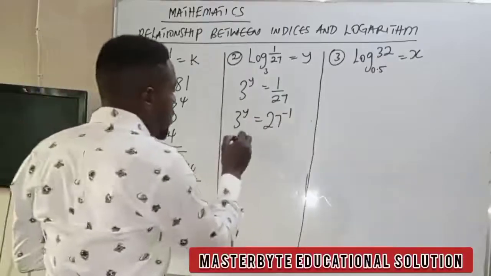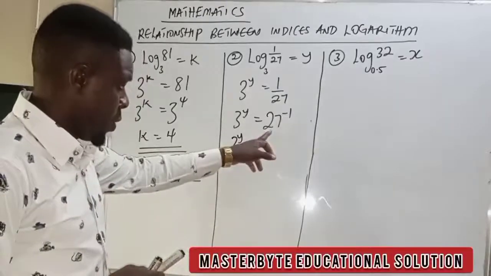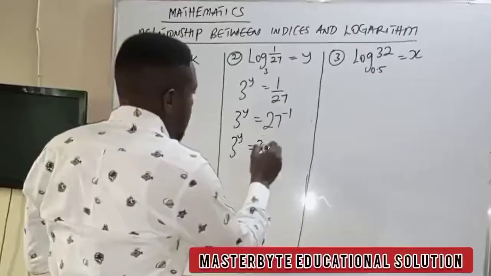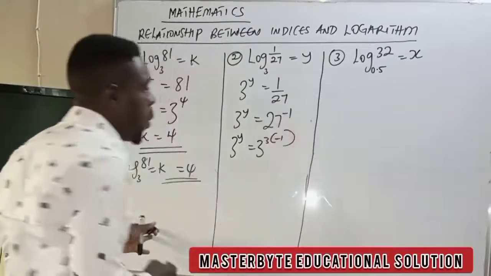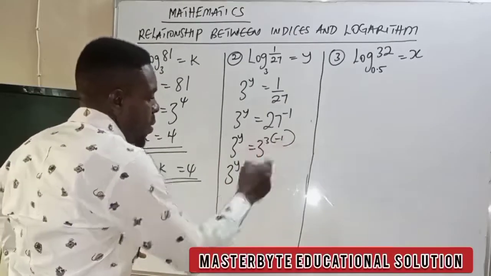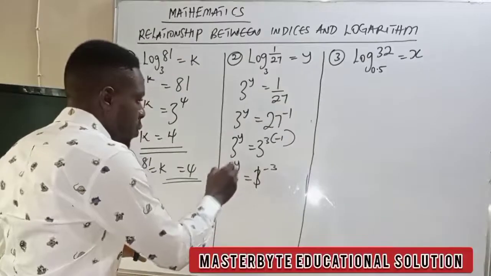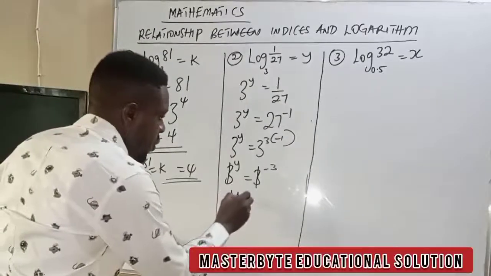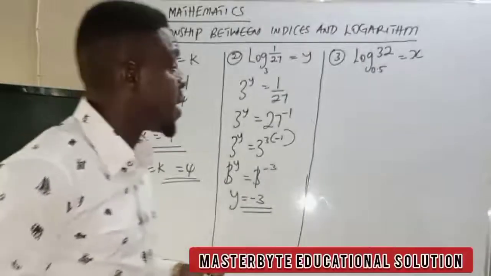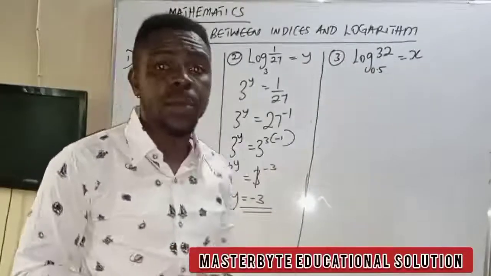Now we are having 3 raised to power y is equal to 27 raised to power minus 1. How many times are you going to raise 3 to give you 27? 3 times. So this is 3 raised to power 3, bracket minus 1. So we are going to have 3 raised to power y is equal to, let's open the bracket, 3 times minus 1 will give us 3 raised to power minus 3. Now, since the bases are the same, the answer is going to be y is equal to minus 3 as your answer.